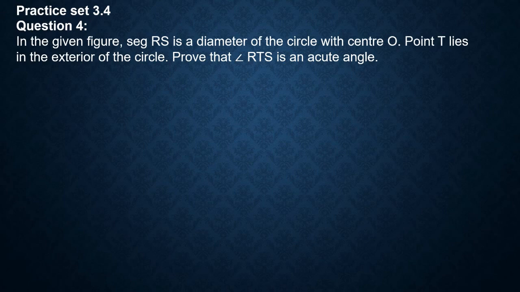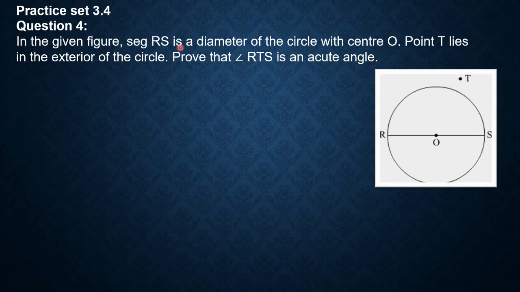Let us do one more question in exercise set 3.4. This is the fourth question. In the given figure, segment RS is a diameter of the circle with center O. Point T lies outside the circle. If you observe the figure, point T is in the exterior of the circle. We have to prove that angle RTS is an acute angle. If we join RT and TS, an angle will be formed, and we have to prove that the angle so formed is an acute angle.